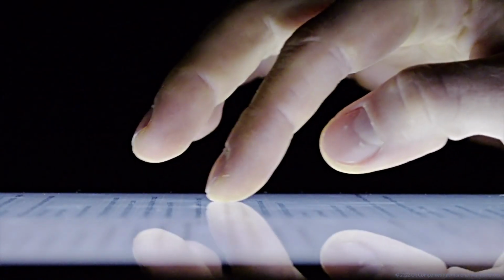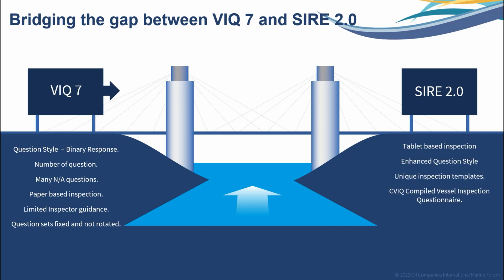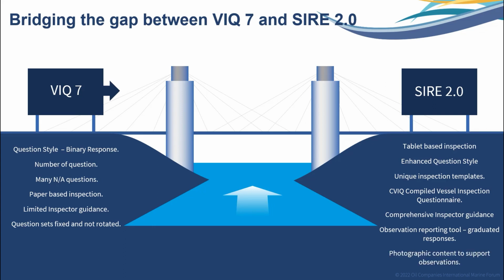A risk-based approach to SIRE 2.0 inspections will mean inspectors complete a compiled vessel inspection questionnaire (CVIQ) that is generated using a sophisticated algorithm to create a bespoke questionnaire for each inspection. The inspection will be completed in real time using a tablet device. The key features of a SIRE 2.0 inspection are a tablet-based inspection, an enhanced question style, a unique inspection template, comprehensive inspector guidance provided with each question, a comprehensive observation reporting tool that includes graduated responses, and the provision of photographic content to support observations.